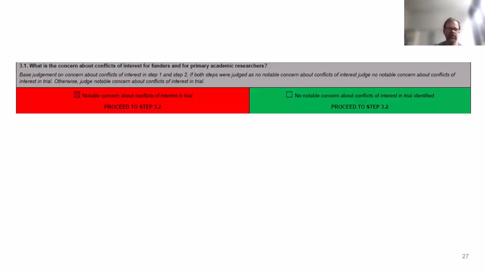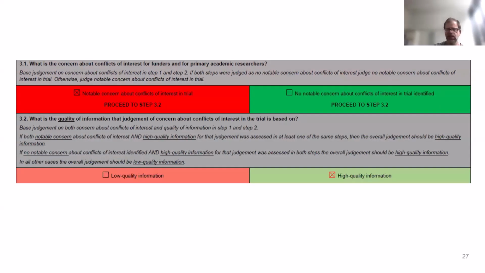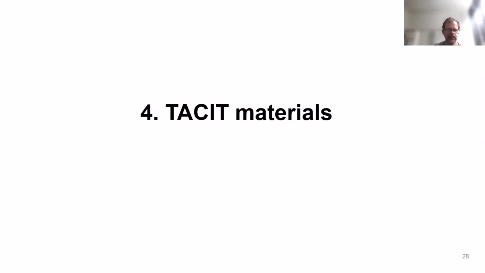So based on the information in step 1 and 2, automatically the trial will be of notable concern about conflicts of interest at trial level and based on high quality information. And the example I've just used is available on OSF if you want to look at it in more detail.